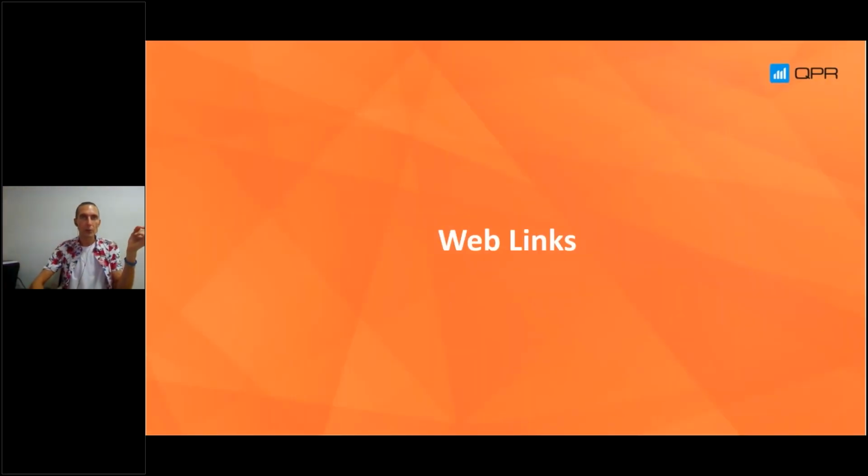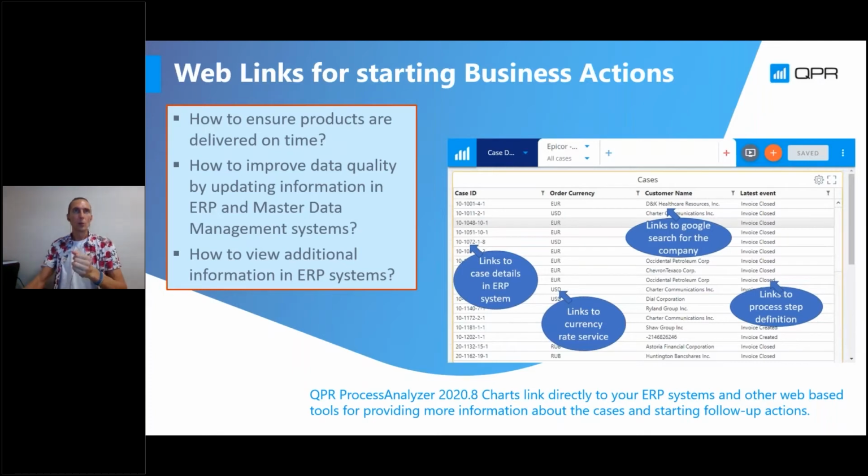Now feature number 2, the web links: web links for starting business actions. So what do you want to do with these? If you want to ensure the products are delivered on time, the answer is to do the process mining analysis, but don't only look at the historical data. Look at the current sales orders, and if there is a problem, take immediate action.